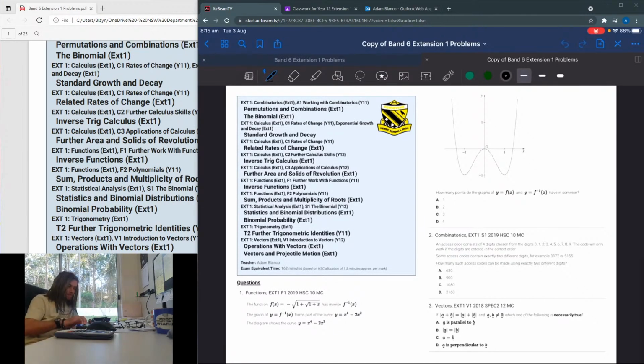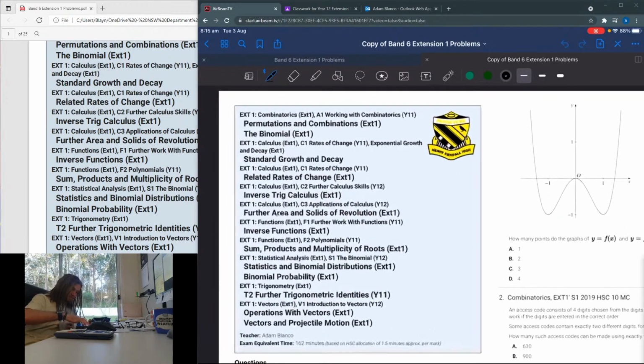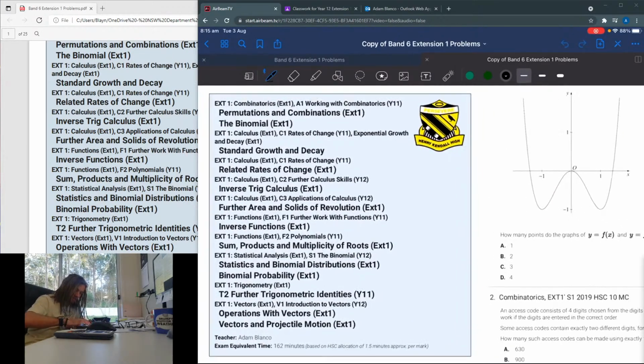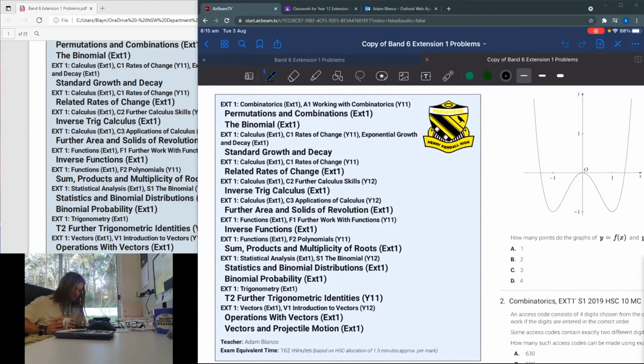In terms of band 6 questions, they've asked quite a range. This kind of covers everything, like one from each topic. So I think that's kind of cool.